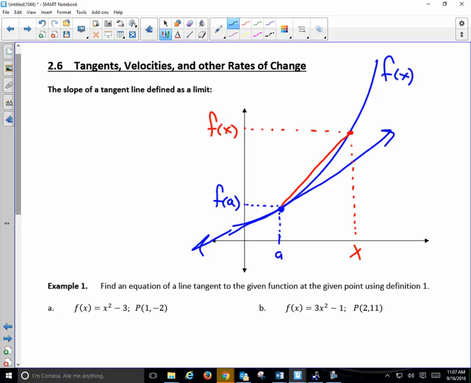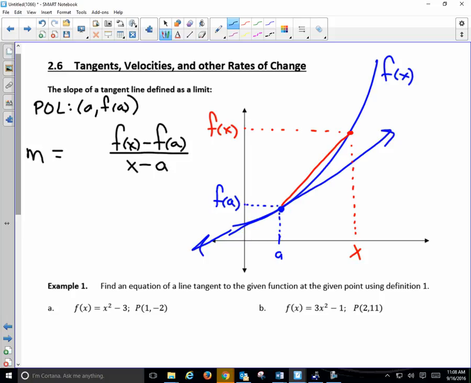You need a slope of a tangent line. If you want to write an equation, you need a point on a line. What's going to be the point on the line for this one right here? A and f of A. So that'll be the point on the line if we want to write the equation. But the slope is equal to, well, let's focus on the secant line. Let's take y sub 2 minus y sub 1: f of x minus f of A all over x minus A.